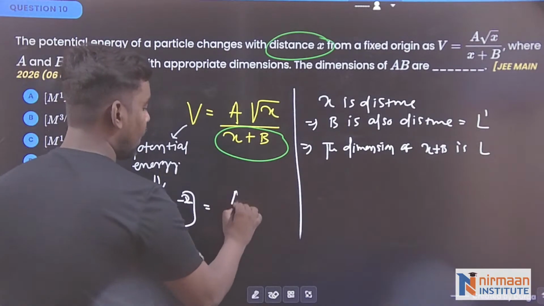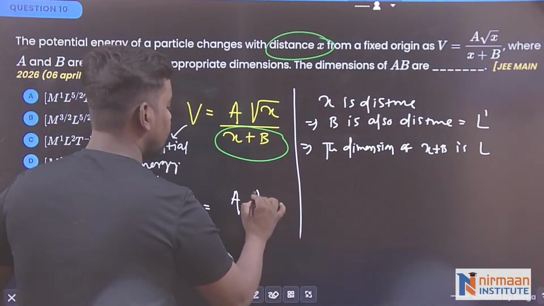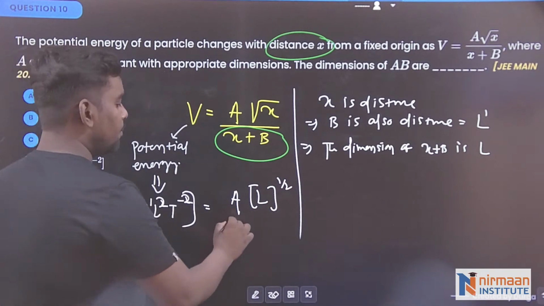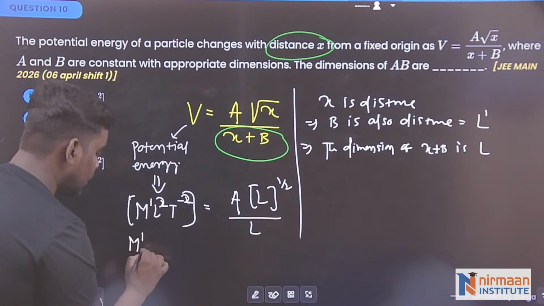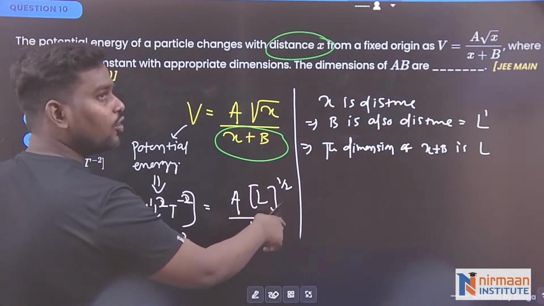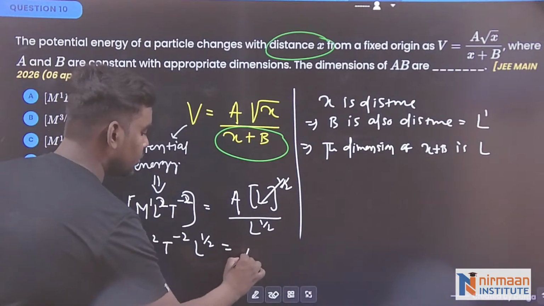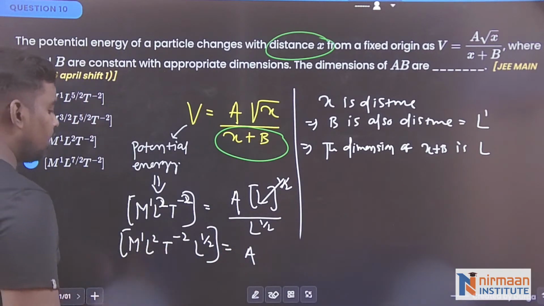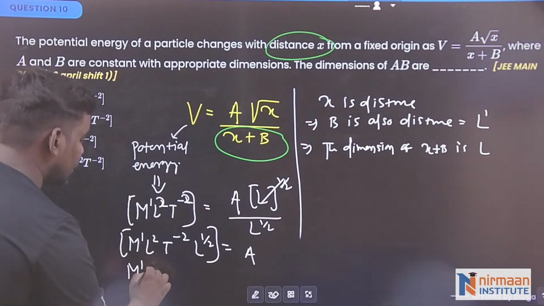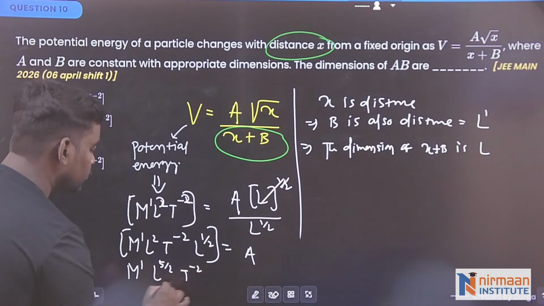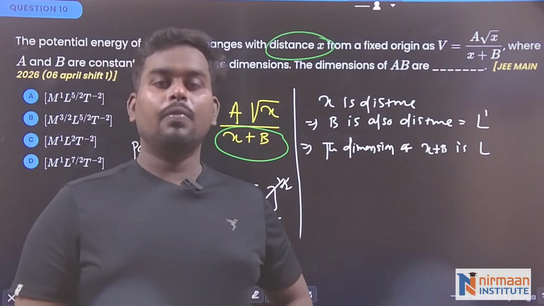Now a root x is L to the power half, divided by x plus b, which is L. So to find the dimension of A, solve it here. M1 L2 T minus 2 equals the dimension of A times L half over L, so L to the half goes to the other side and multiplies. The dimension of A is M1 L to the 2 plus half, which is 5 by 2, T minus 2. I hope you got it: 2 plus half is 2.5, which is 5 by 2.